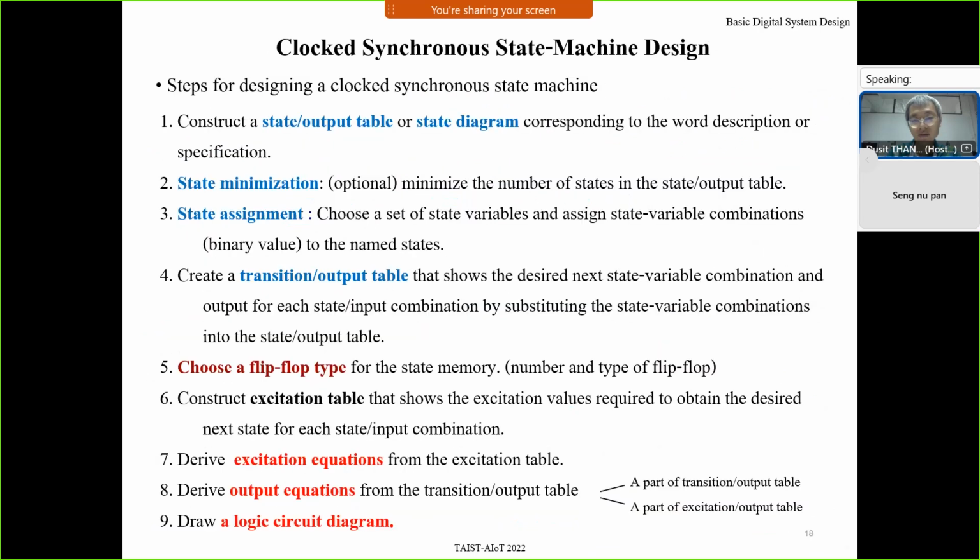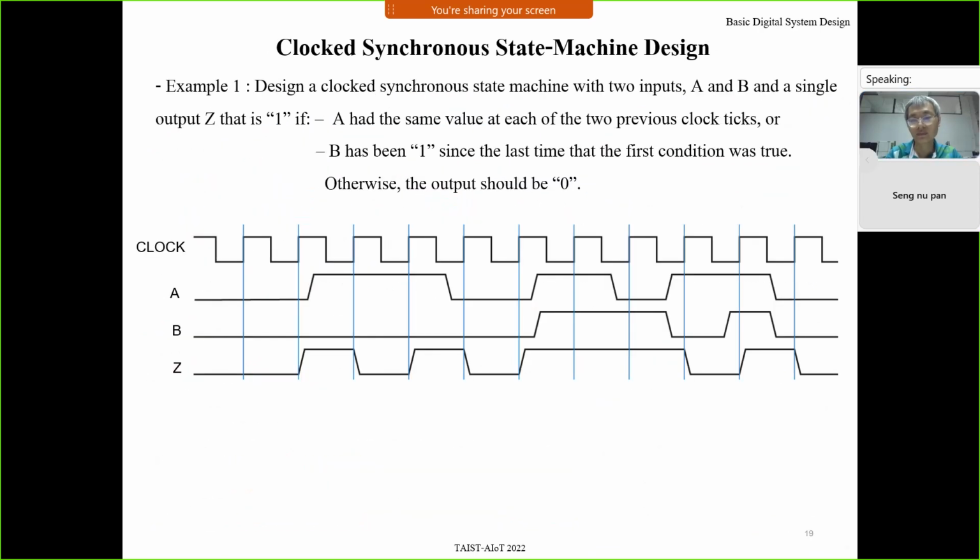Okay, so let's see an example. Example 1. Let's design a clock synchronous state machine with two inputs A, B. The circuit may be something like this. There are two inputs A, B, and one output Z. The output Z is 1 if there are two conditions.